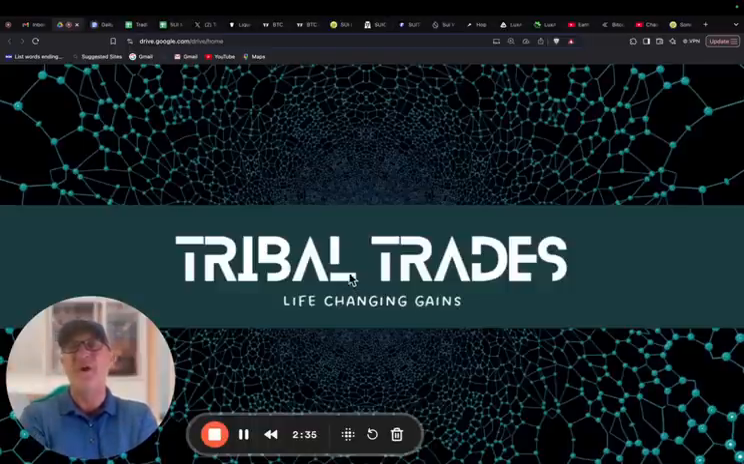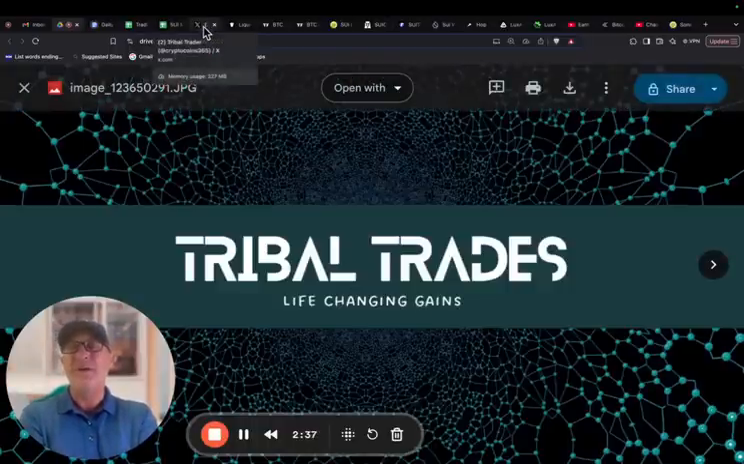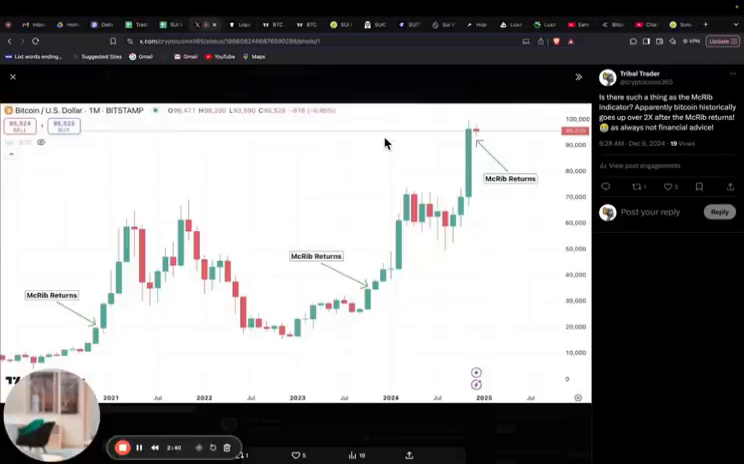Okay, we're going to talk about what the McRib indicator is. Drum roll. Here it is. Is there such a thing as the McRib indicator? Apparently, Bitcoin historically goes up over 2x after the McRib returns. As always, not financial advice. And you can see the McRib has returned right here.